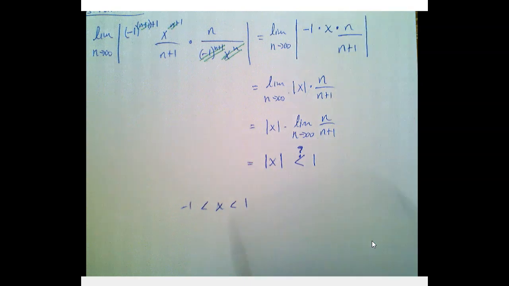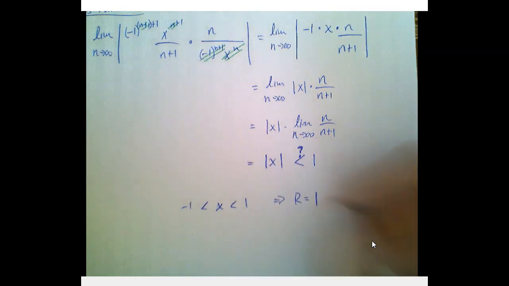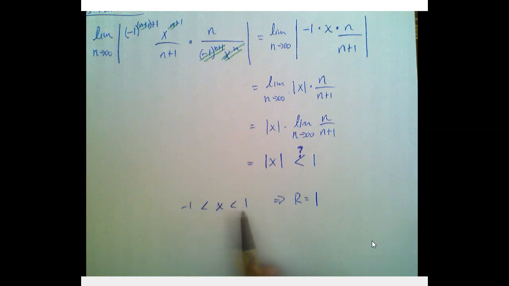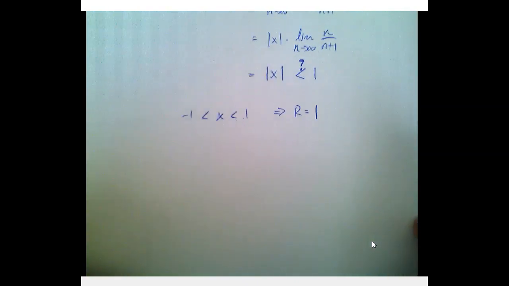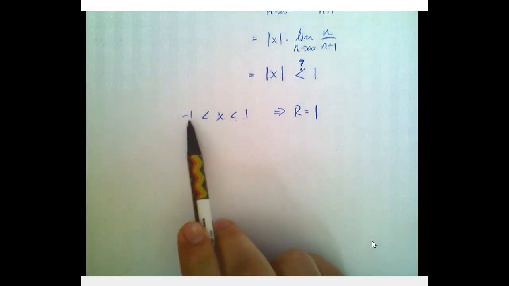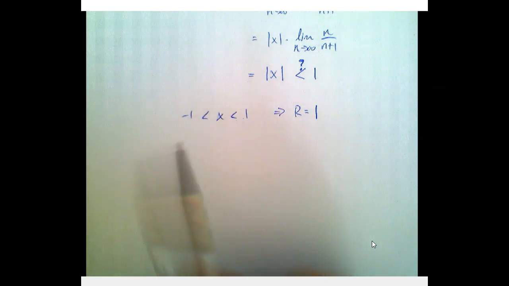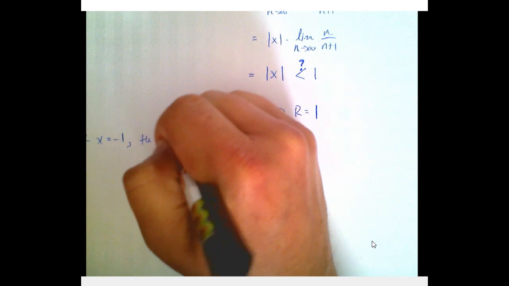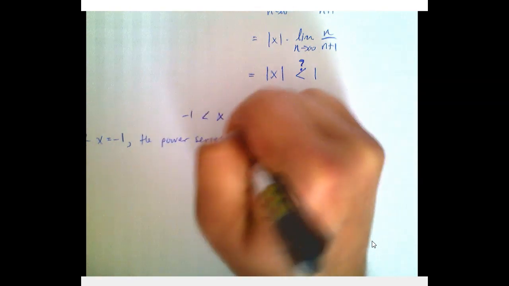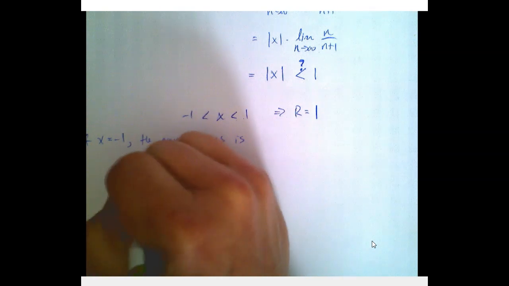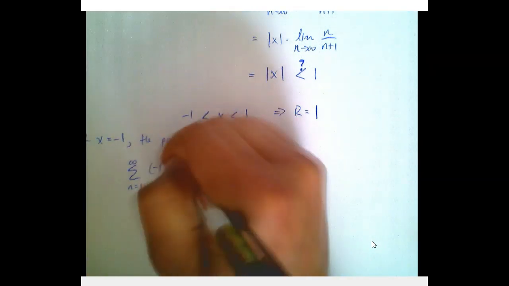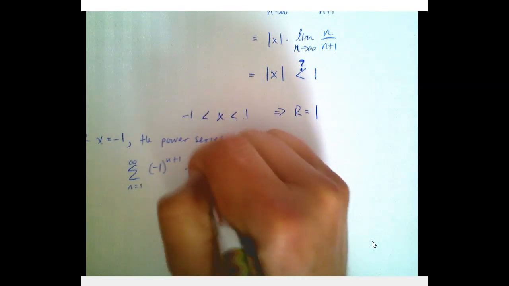So we need to check our... this tells us that the radius of convergence r is 1, right? Because it's 1 unit away in either direction. This is not always the case, as we have seen. But for the interval of convergence, we need to see if it converges at negative 1 or at positive 1. So we need to check that. If x is negative 1, the original power series is sigma n goes from 1 to infinity, negative 1 to the n plus 1 times negative 1 to the n over n.